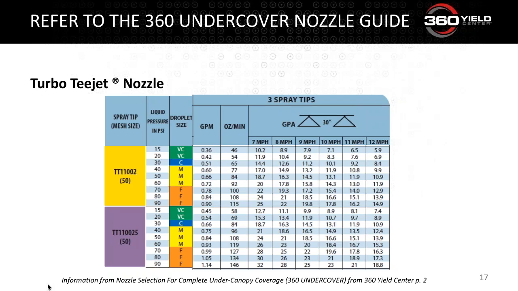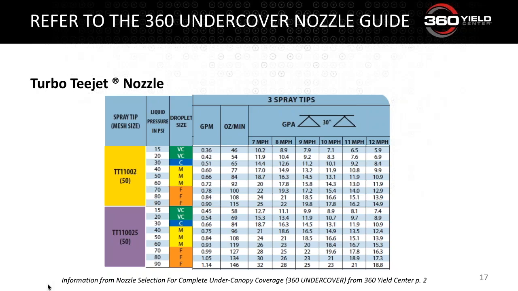Those of you that know the Turbo T very well know that if you measure it, these throw a little wider than 110, which is one thing I really like about them. They probably throw more like 125, maybe 130 degree. They're still rated at 110, but they just have a little wider pattern. And I think particularly in 360 undercover, that wider pattern's a big benefit for us. So the first number, 110, refers to the degree of the pattern coming out of the nozzle.